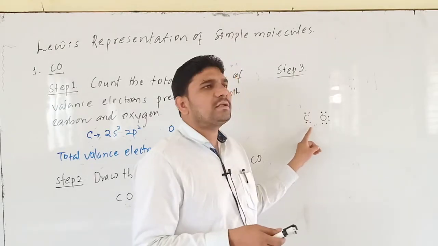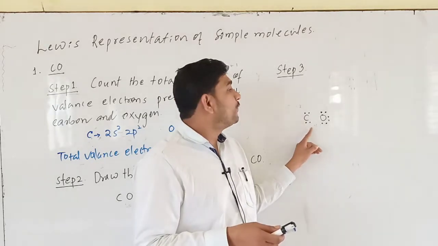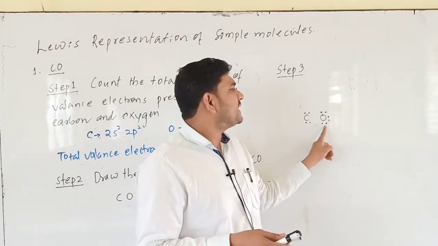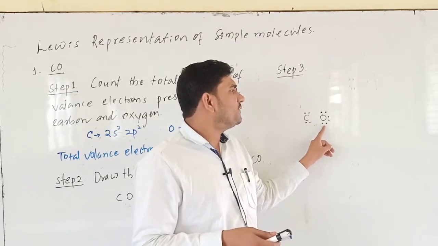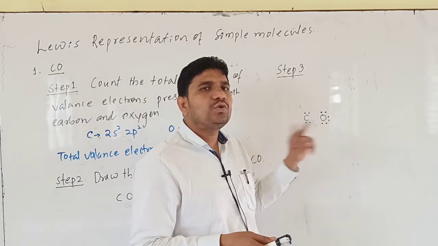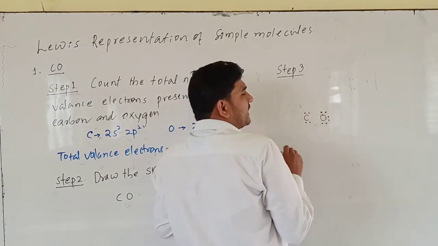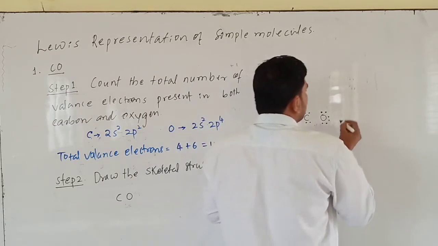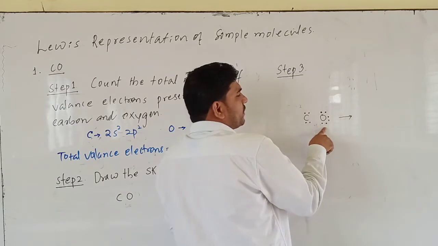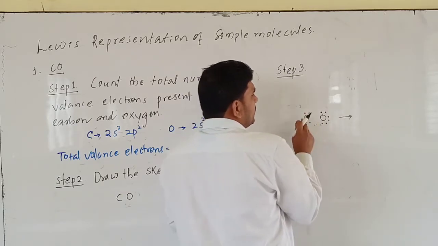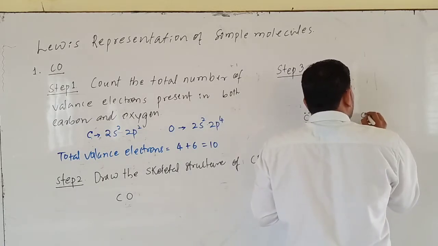Always try to complete the octet on that element which has electrons nearer to the octet. Over here 4 electrons are there. How many electrons are needed for carbon to complete its octet? 4 more. But over here 6 valence electrons are there. How many are needed for oxygen to complete its octet? Only 2 electrons. So you draw a single bond. A single bond is nothing but sharing 2 electrons. First try to complete the octet on oxygen, meaning you share 2 electrons of carbon with the oxygen.